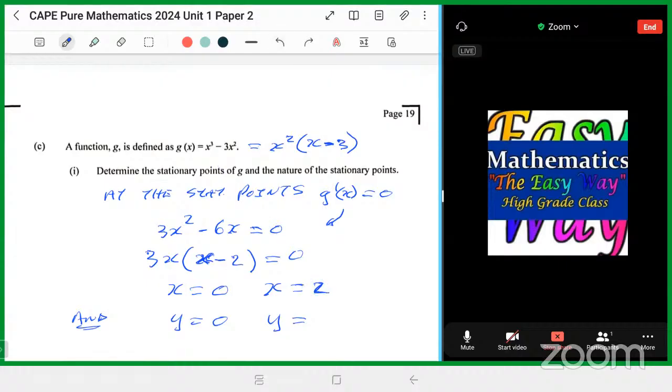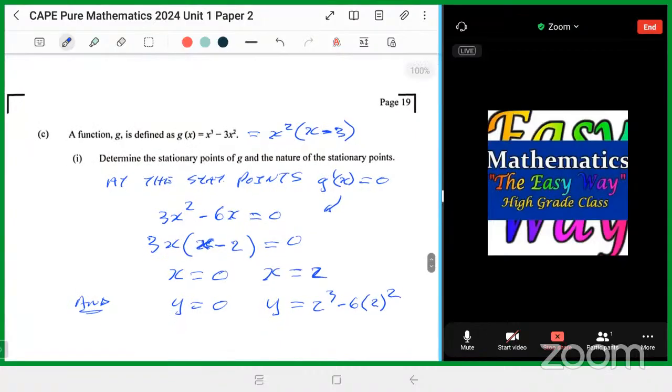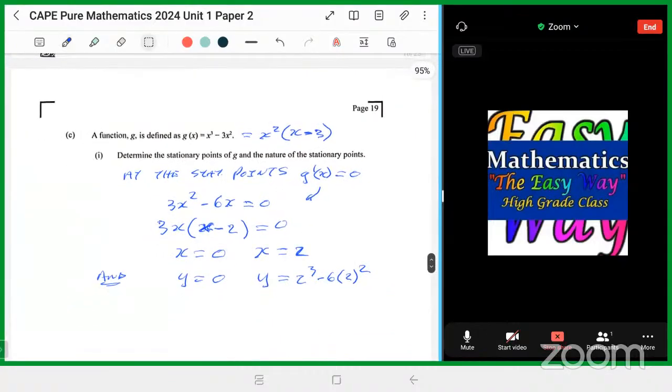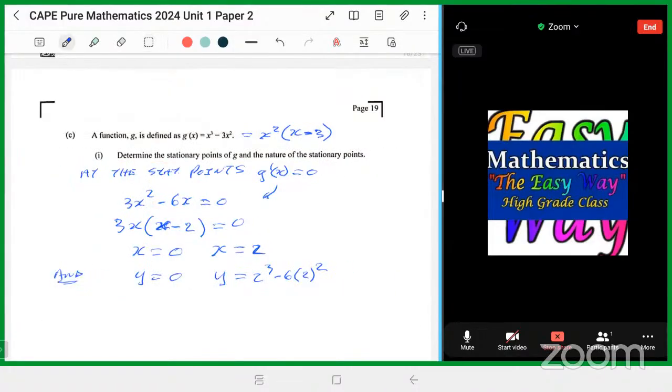I'm going to get 2 cubed minus 6 times 2 squared. What is this equal to? This is 8 minus 24. 8 minus 24 is negative 16. So those are the stationary points: 0, 0, and 2, negative 16.